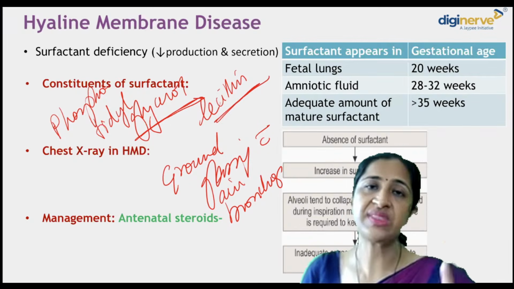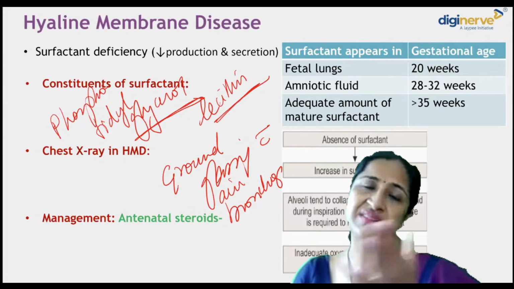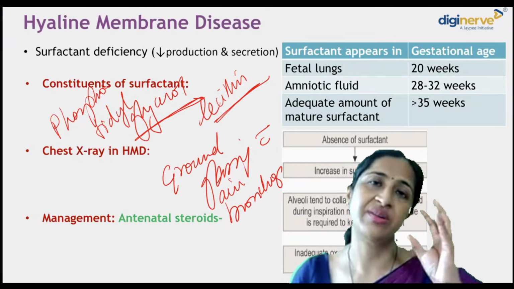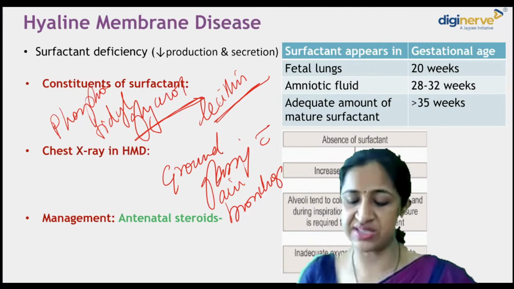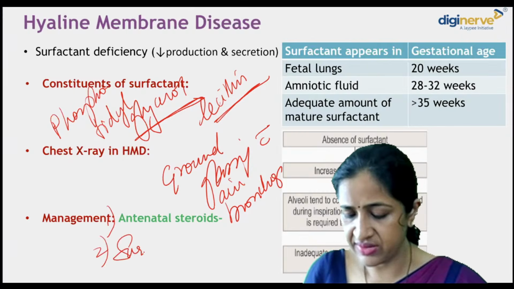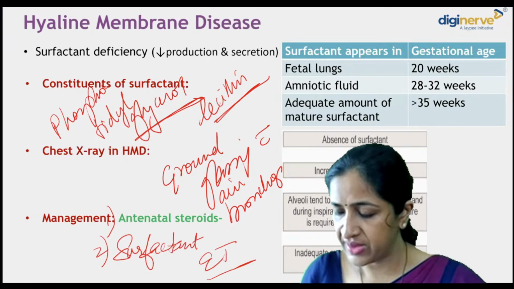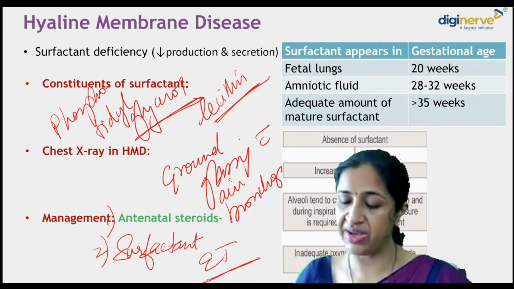Management, start with antenatal steroids. After antenatal steroids, early use of CPAP, early use of positive pressure ventilation for the baby so that the alveoli don't collapse, and administer surfactant. So antenatal steroid, surfactant given endotracheally. Okay, these all are the management of hyaline membrane disease.